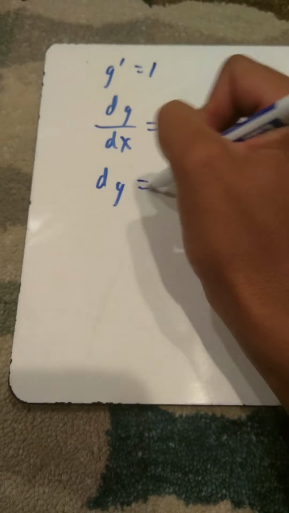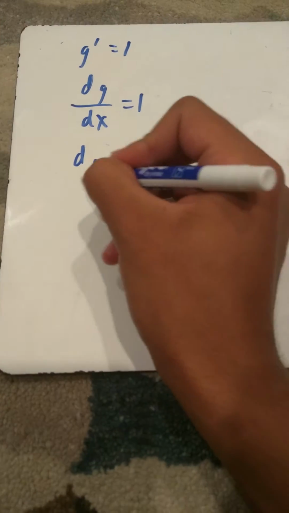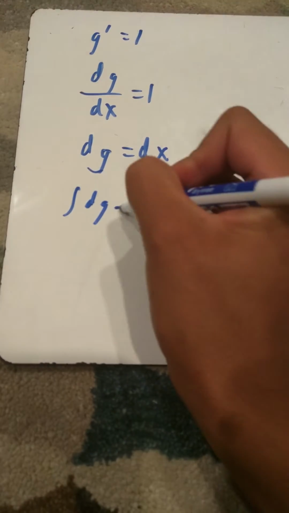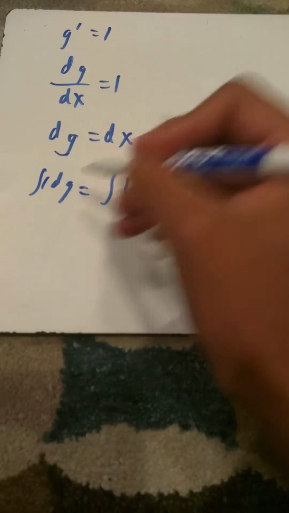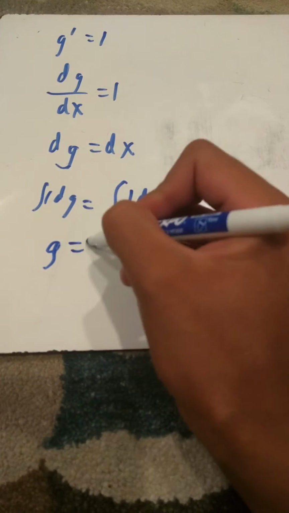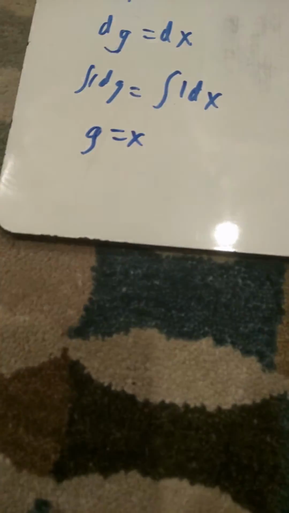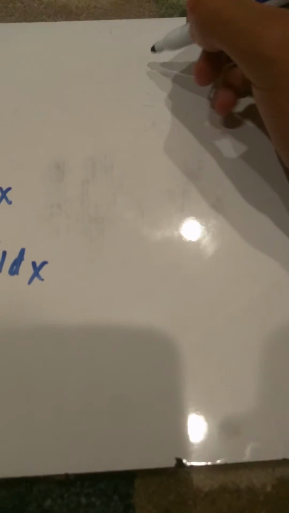And this is actually a nice way of showing this. So, if we have g prime equals 1, that means dg over dx equals 1, which means that dg equals dx. Integrate both sides. We get the integral of dg equals the integral of dx. And basically there's a 1 here and a 1 here, so we get g equals x, right? Function x. So yeah, there you go. We have g of x equals x.